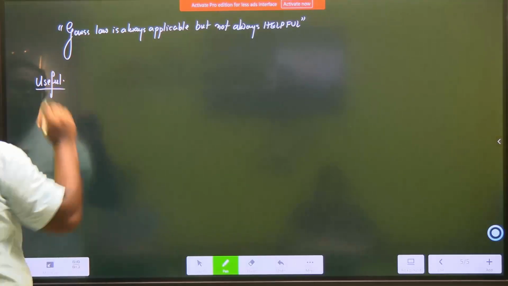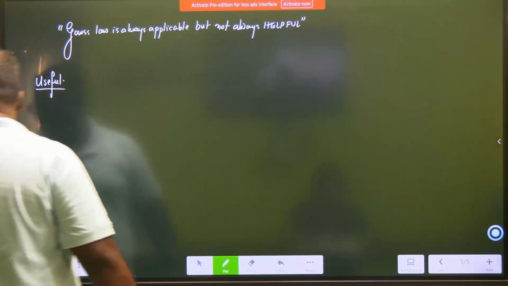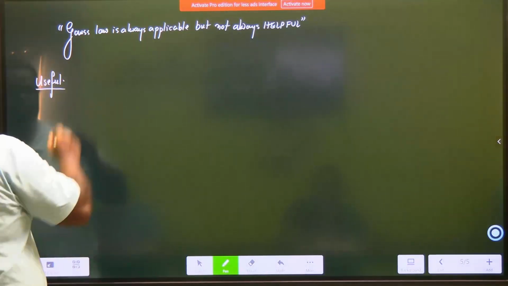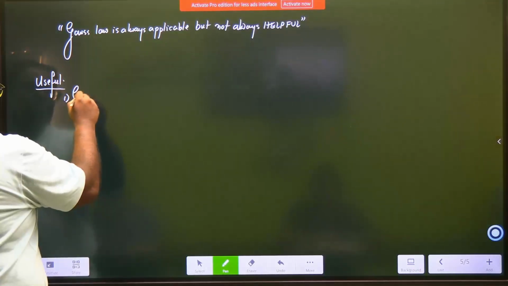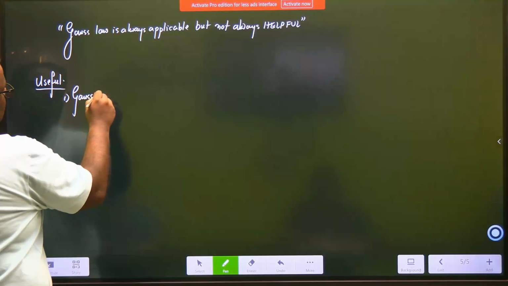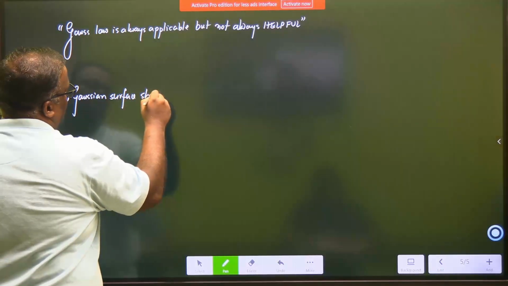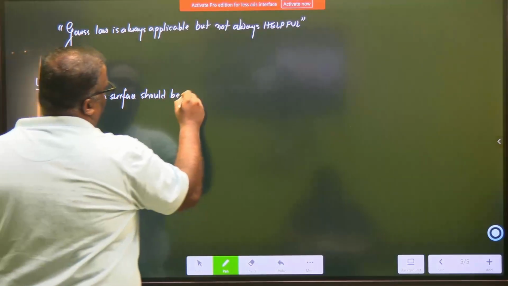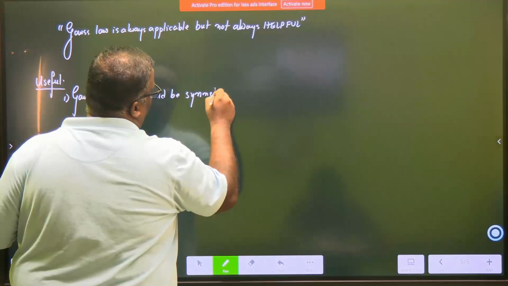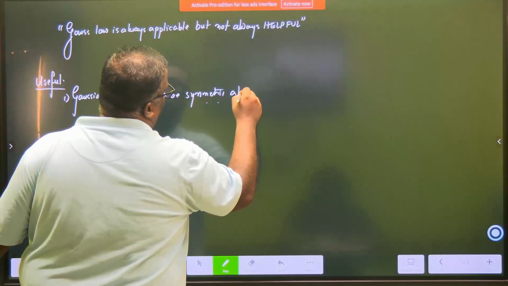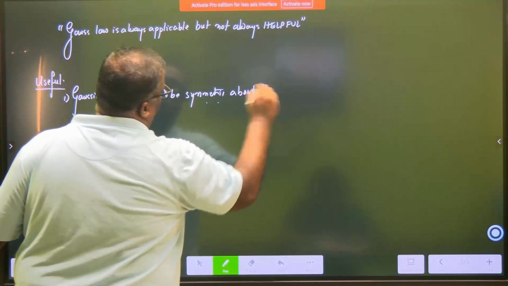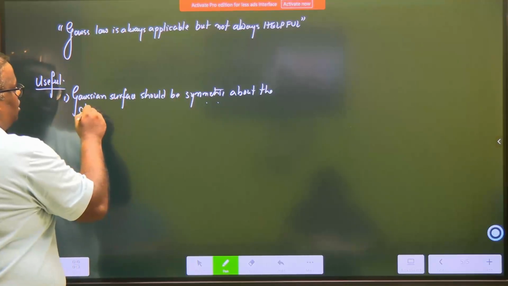By now you have understood all the scenarios that you have seen so far. Okay, number one, the Gaussian surface should be symmetric about the charge distribution.